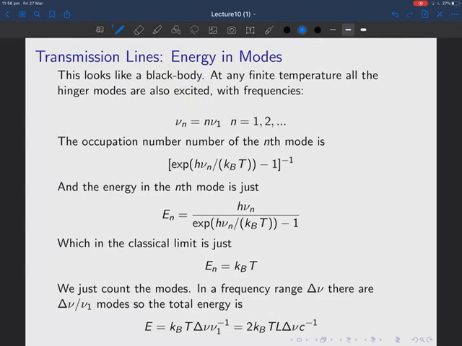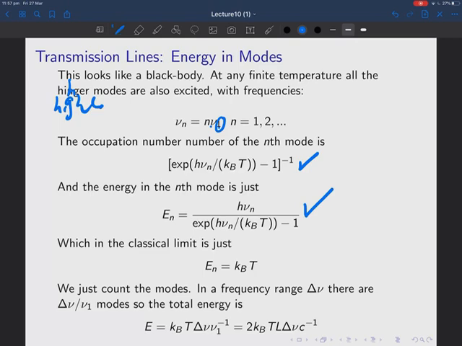So our system now looks like a black body, because at any finite temperature, all the higher modes are also excited. And those are excited with frequency N times nu 1, that's the fundamental mode, where N is 1, 2, 3, etc. And because it looks like a black body, the occupation number of the nth mode is going to be that, and the energy in the nth mode is given by this thing here. That's the occupation number. The energy is h nu n.